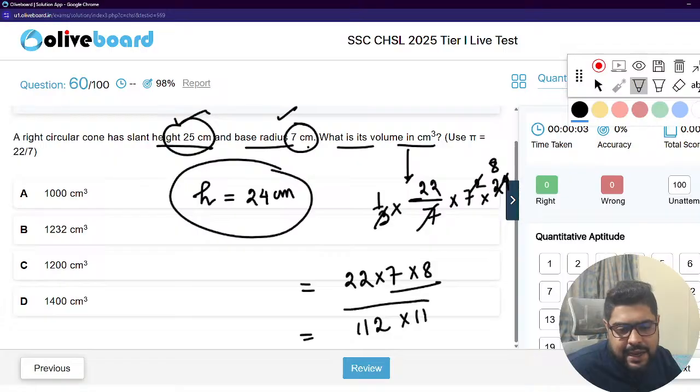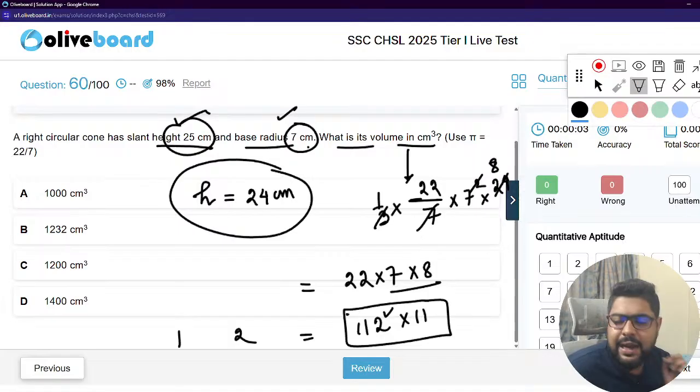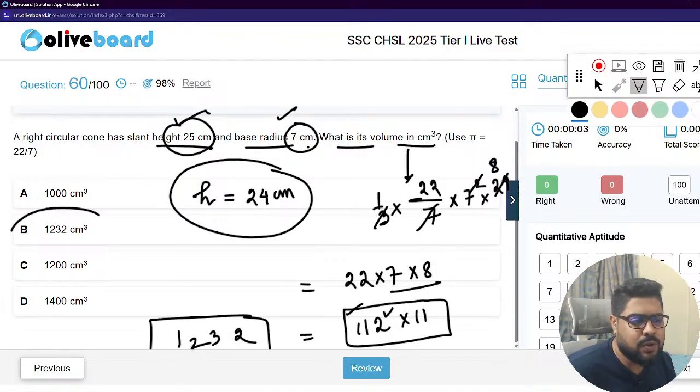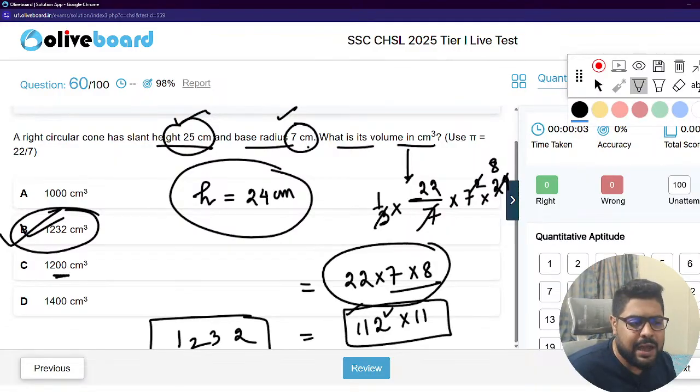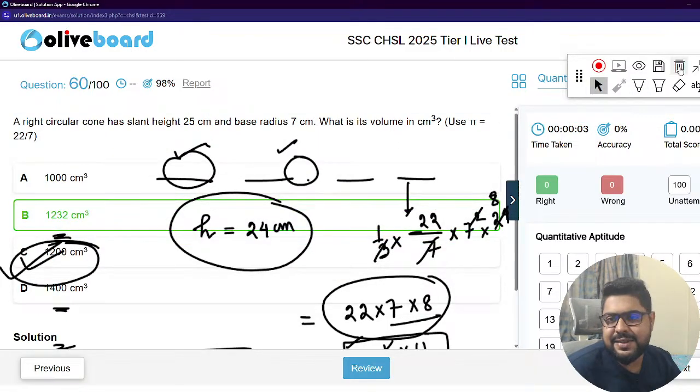Into 11, sir. Why have I written it like this? Because 11 multiplication is very easy to do. Sir, 1 you write, 2 you write. First and the last. 2 plus 1, 3. 1 plus 1, 2. That's your answer. 1 2 3 2, option B. And also from this, whenever you got this, all the other options are ending in 0. Cannot happen. So this must be your answer. The only option that is feasible is this.